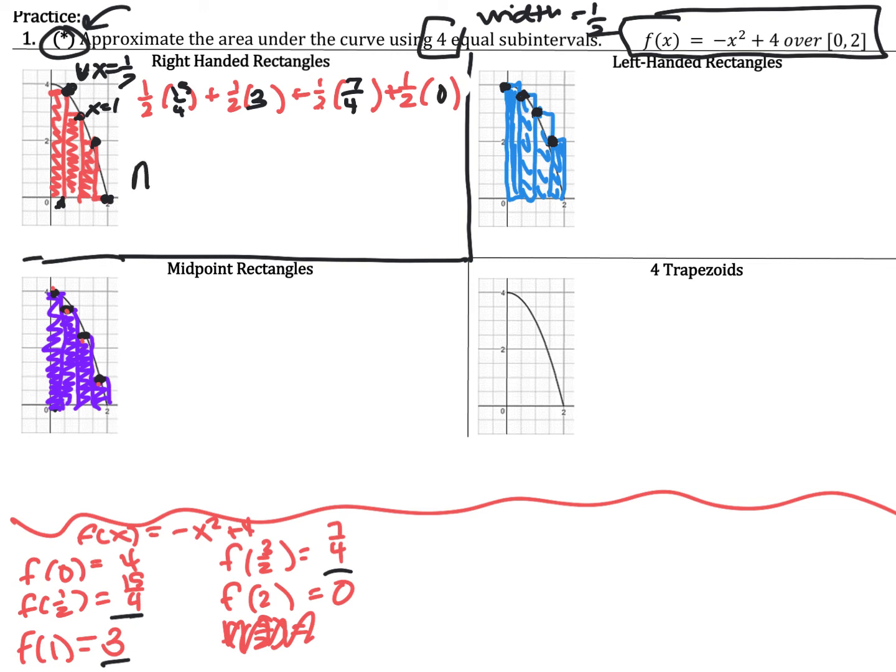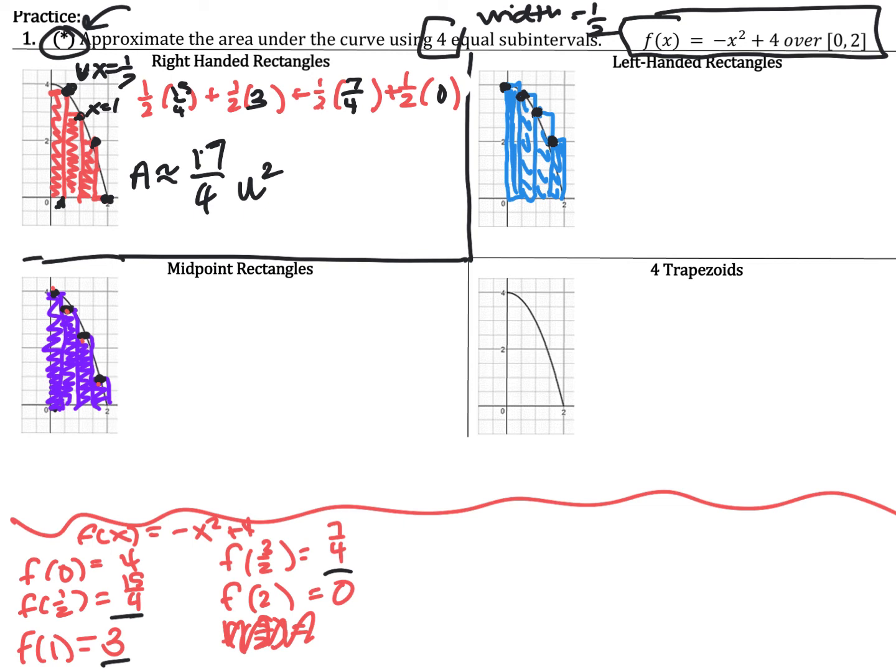So the area under this curve using right-handed rectangles, and notice I'm still putting approximately because this is not the exact area under the curve. This is something we're using to approximate it. We're approximating it using Riemann sums, and in this case, using right-handed rectangles. So if I find a common denominator and add all these things together, and this is where it's okay to use your calculator because this basic math is not the goal here, we end up getting that this area is approximately 17/4 units squared.